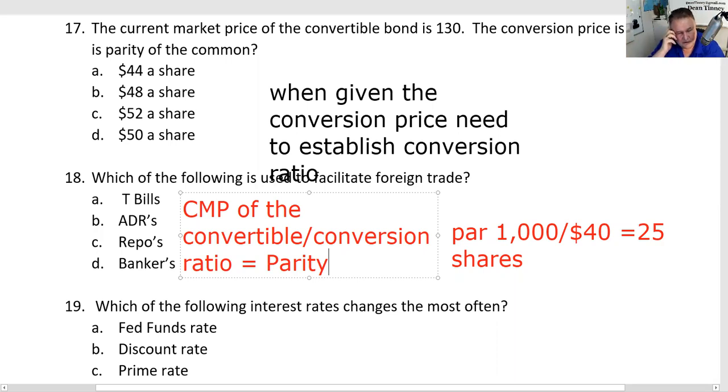I say, okay, the bond is 130% of par. That's $1,300. I'm going to divide by 25 shares, and that's 52. The answer is C, 52.